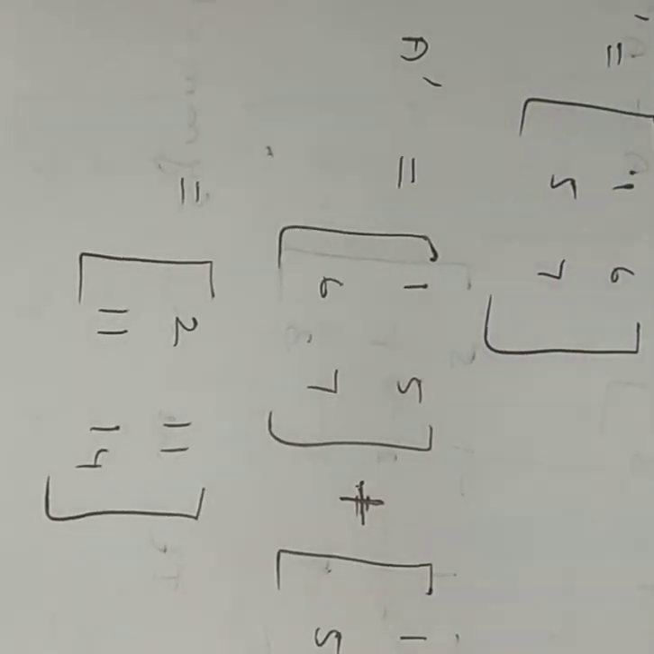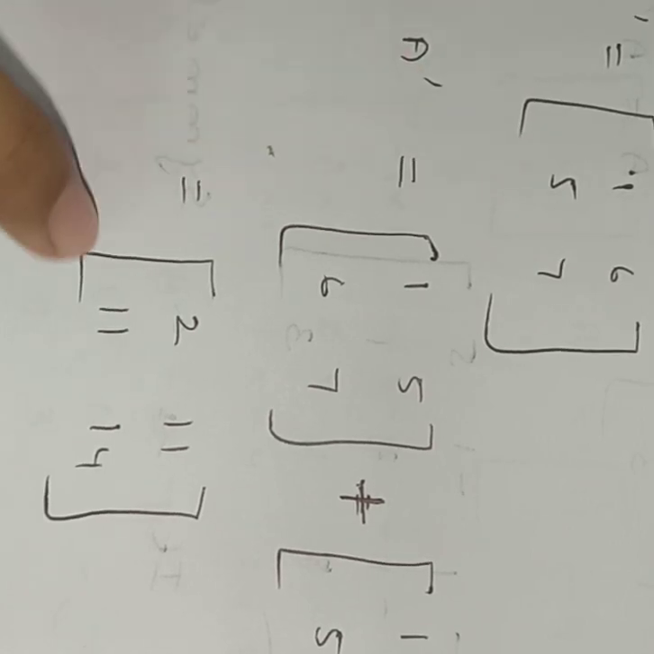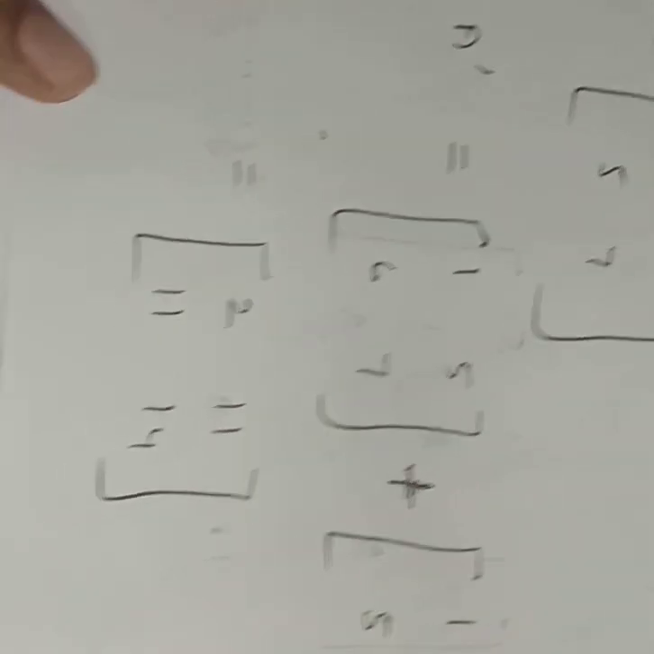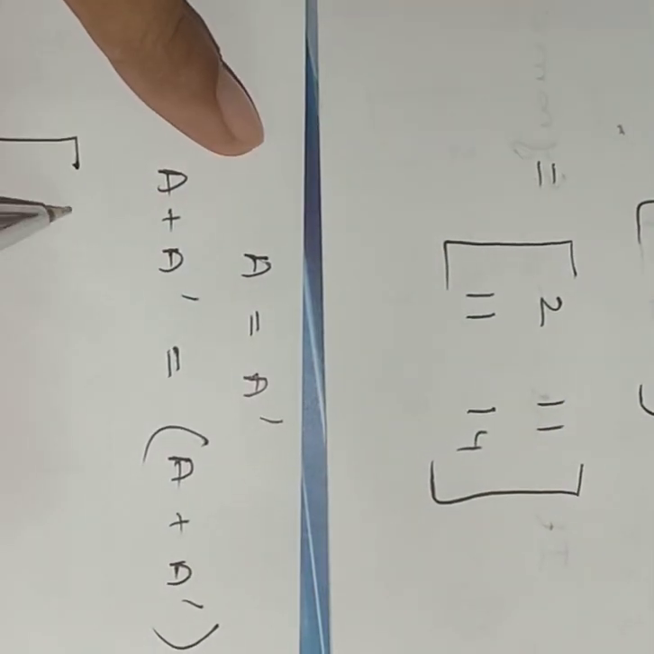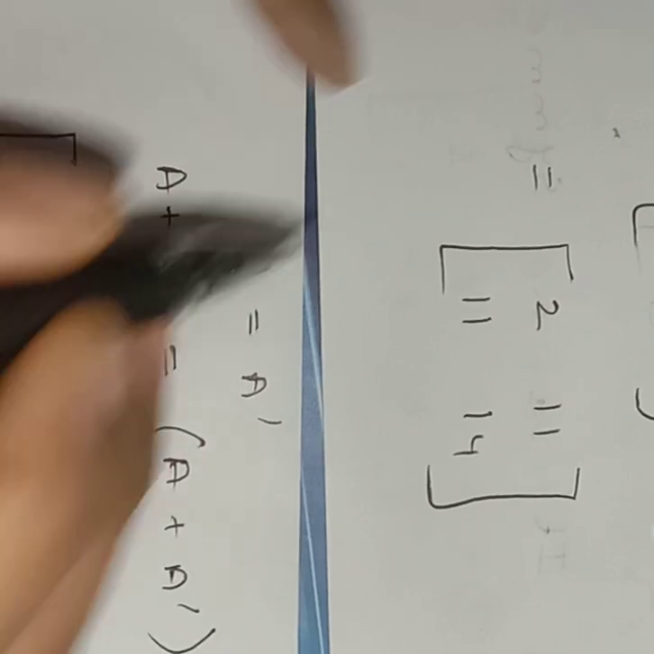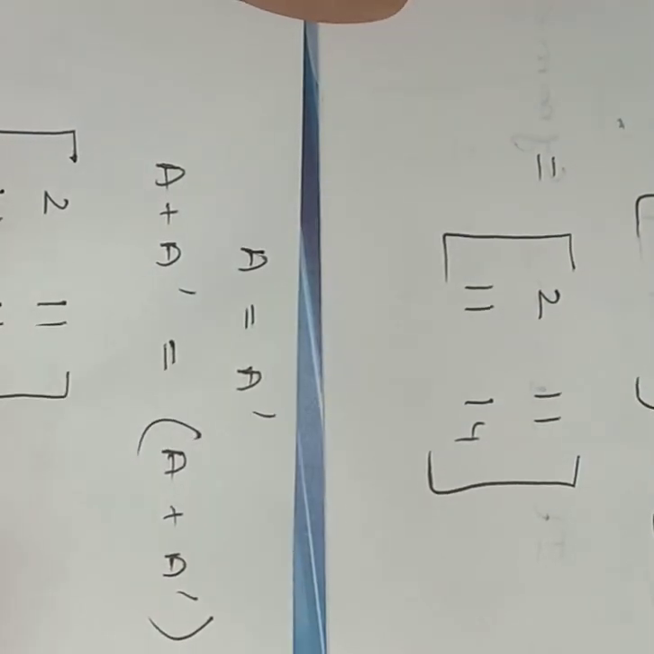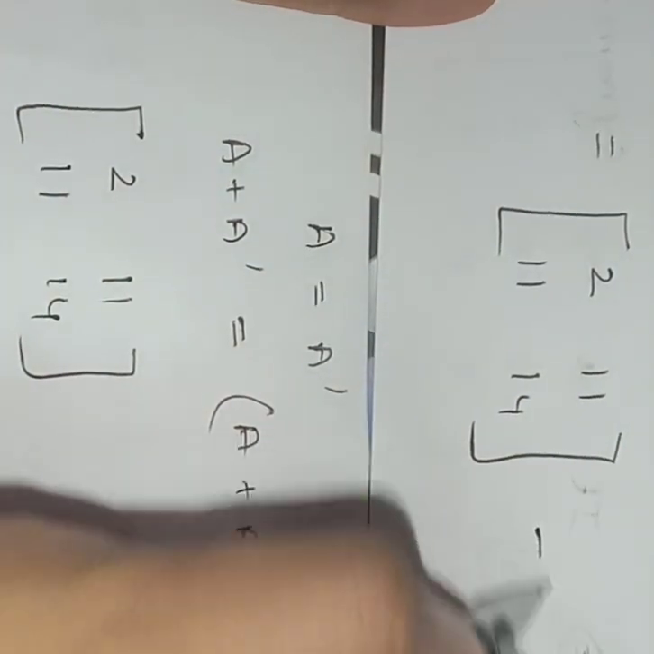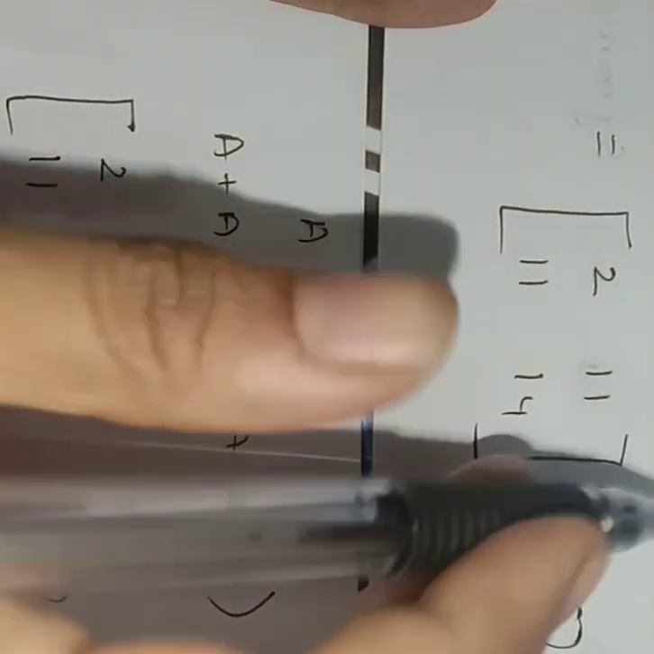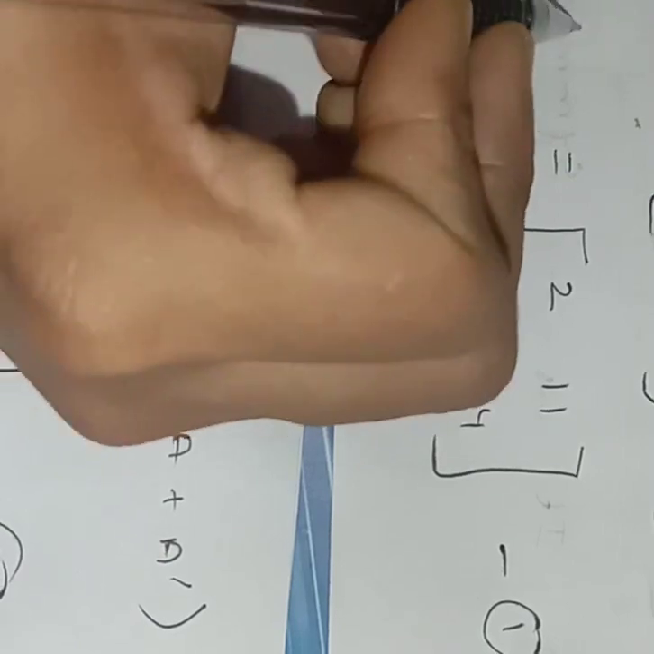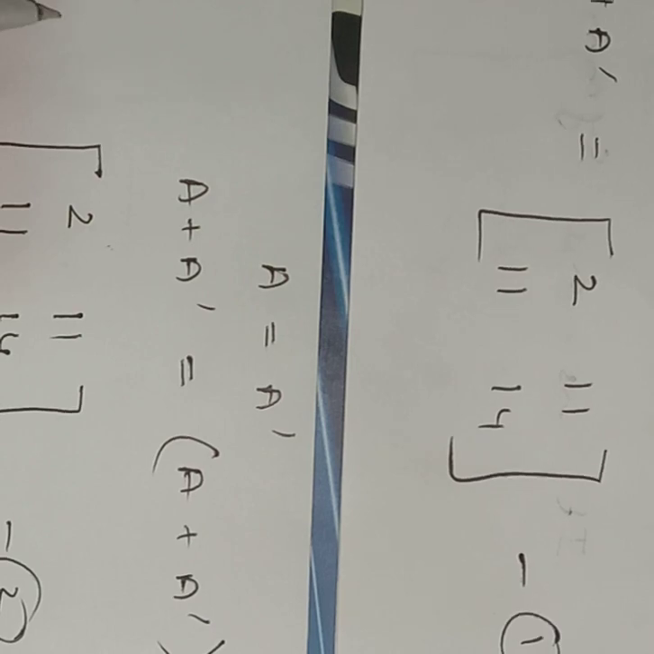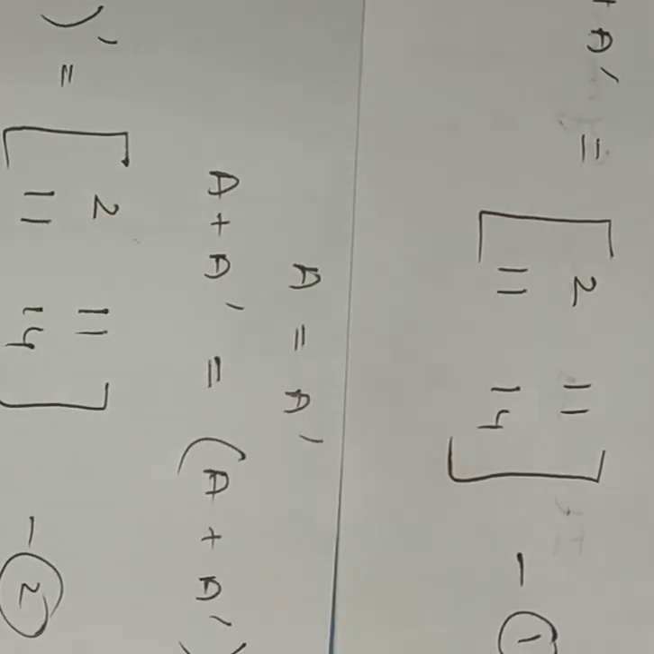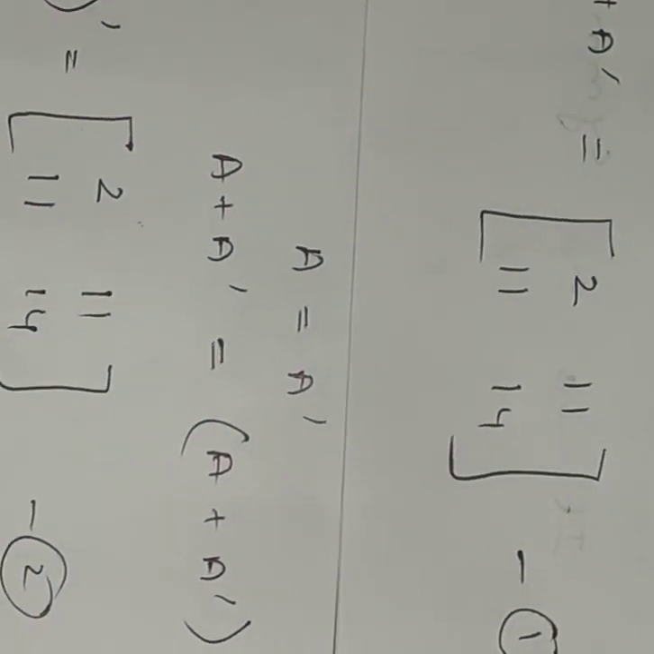So here I finished finding A plus A dash. We want to find the transpose of this once again. If we find the transpose, the first row will become the first column, the second row will become the second column, right? This is A plus A dash. So A plus A dash is equal to A plus A dash the whole dash, which means A plus A dash is a skew symmetric matrix.